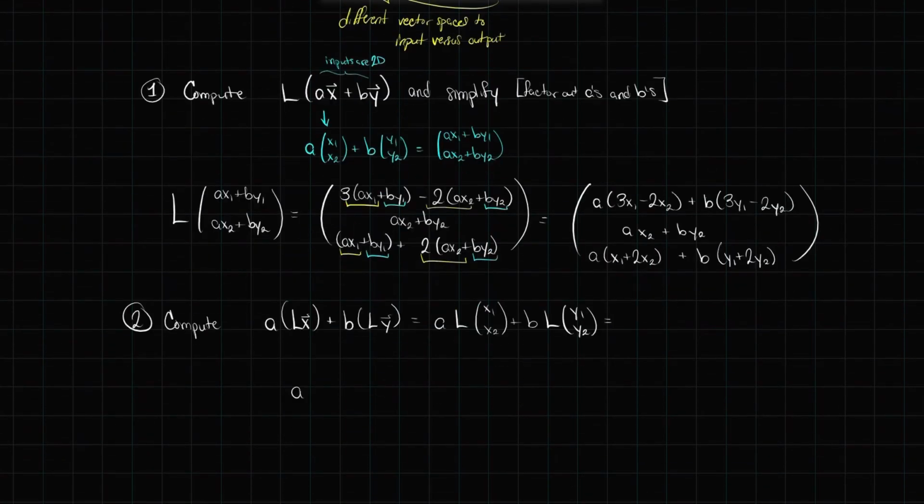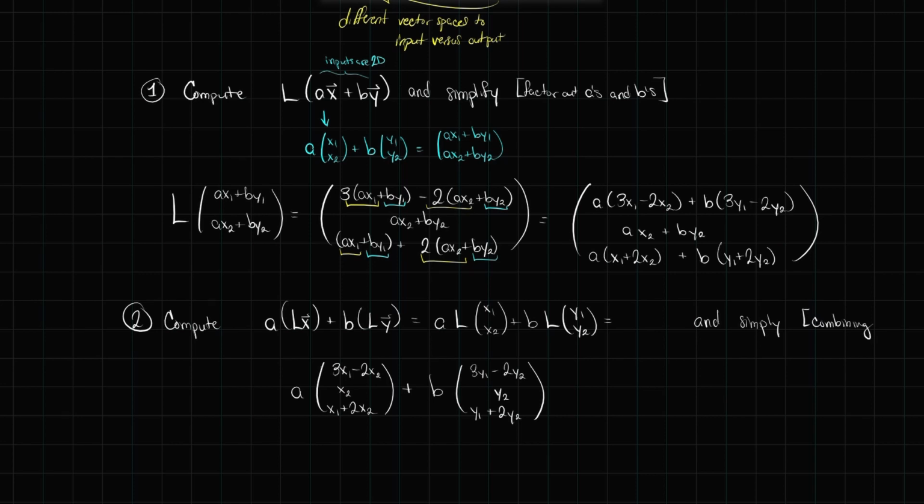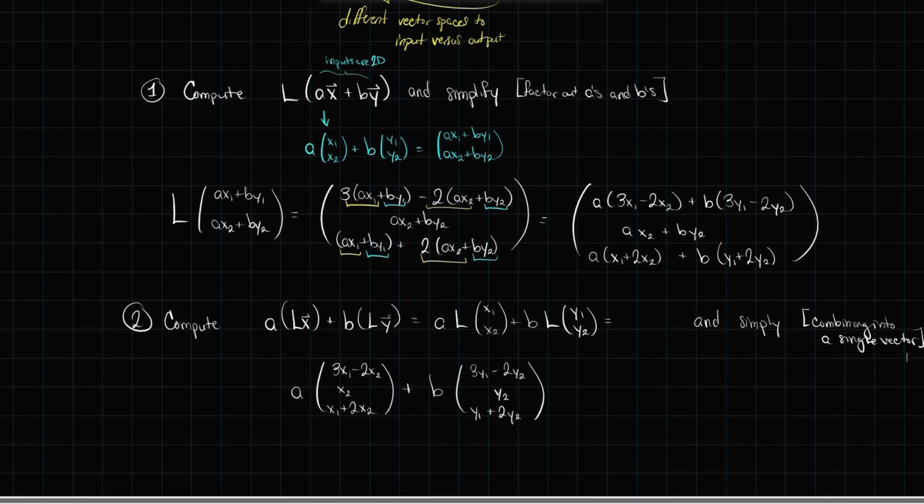I'm going to go ahead and write this now as 3x1 minus 2x2, x2, and x1 plus 2x2. That's the inputs x. The inputs for y are going to be 3y1 minus 2y2, y2, and y1 plus 2y2. And then I also simplify, which in this case means combining into a single vector. So now that I have this, I'm going to go ahead and combine this into a single vector.